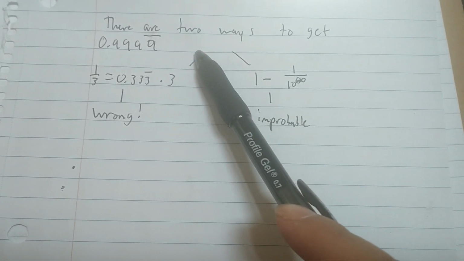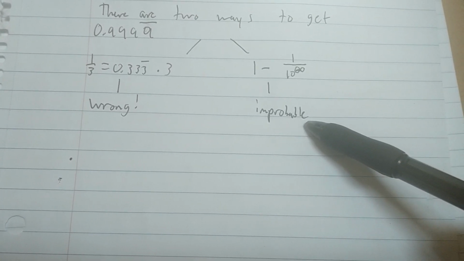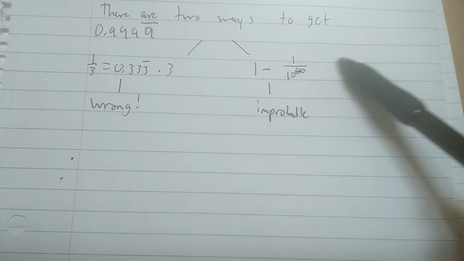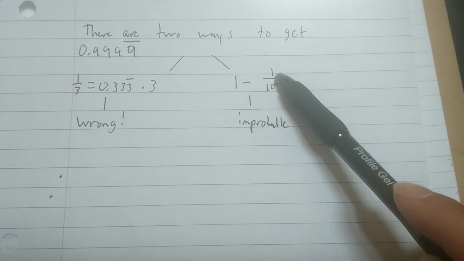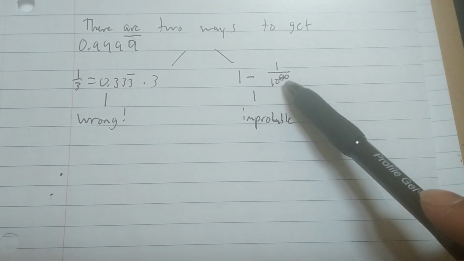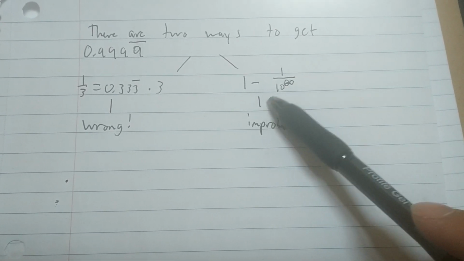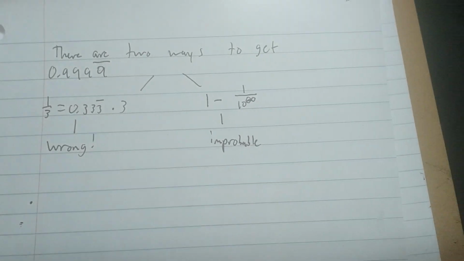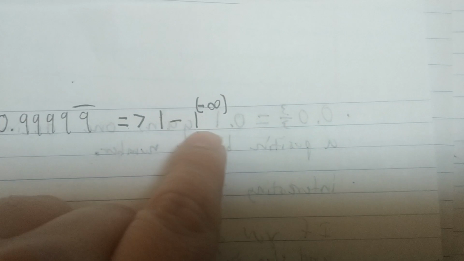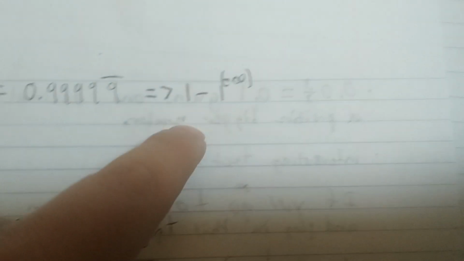Now there's another way, which would be a correct way, but I would say very improbable to find in our world. It would be 1 minus 1 over 10 to the power of infinity. I know you can simplify this. I'm just thinking about it. I think it was this one: 1 minus 1 to the power of negative infinity.